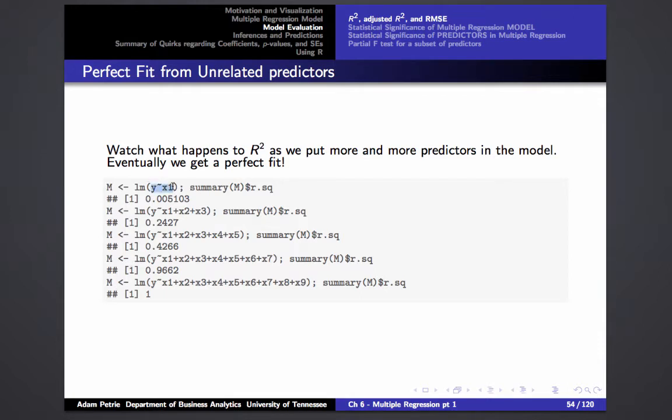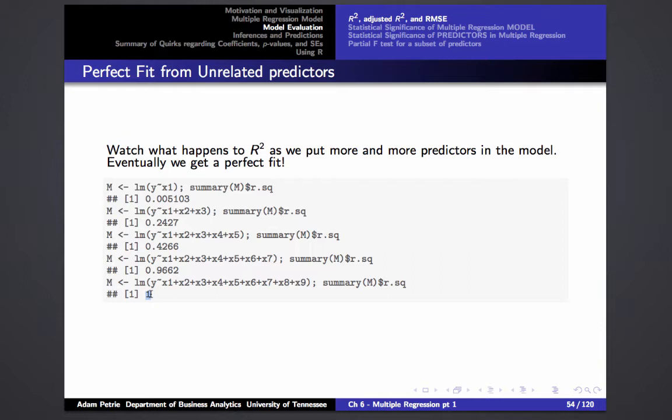So using just x1, understandably, we get a very small value of r squared, 0.5%. Not very impressive. If we predict y from x1, x2, and x3, well, r squared is about 24%. Adding in x4 and x5, r squared jumps to 43%. And if we add in x1 through x7, it looks like we have a really good fitting model with an r squared of 96.6%. And in fact, if we try to predict y from x1 through x9, we get a perfect fit. There's no error, and r squared is 100%.